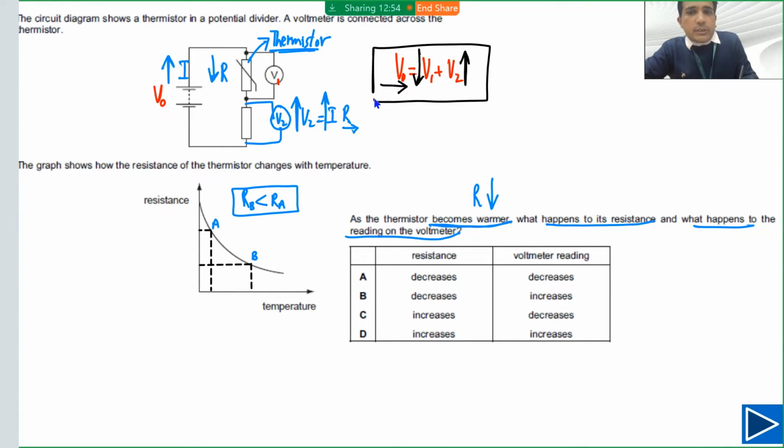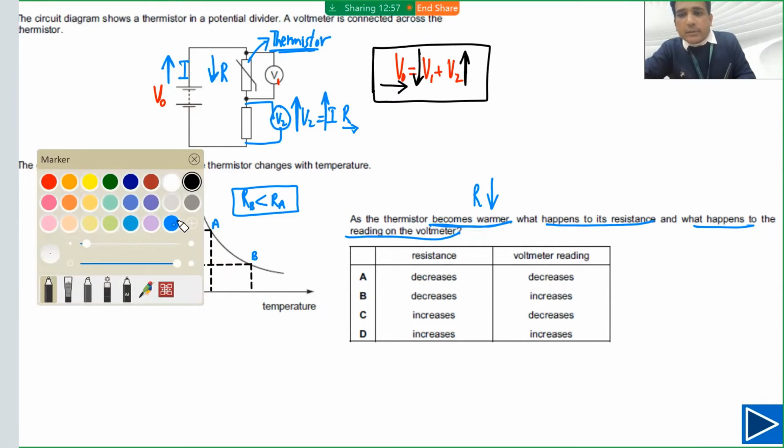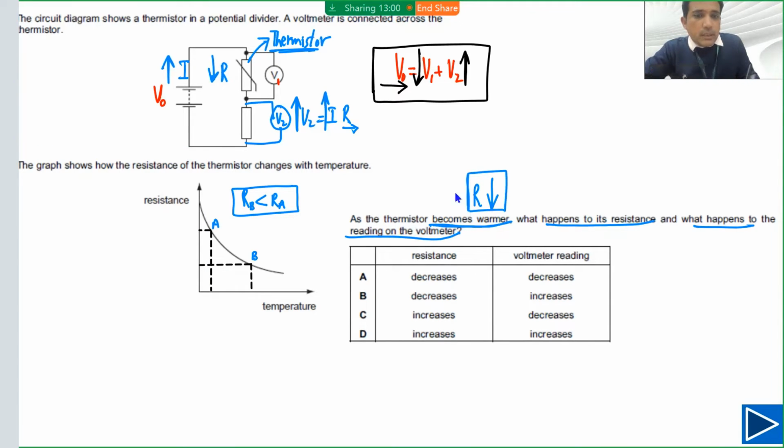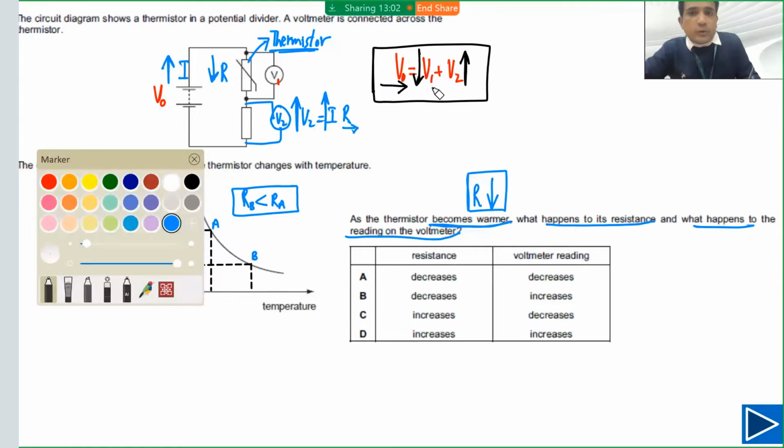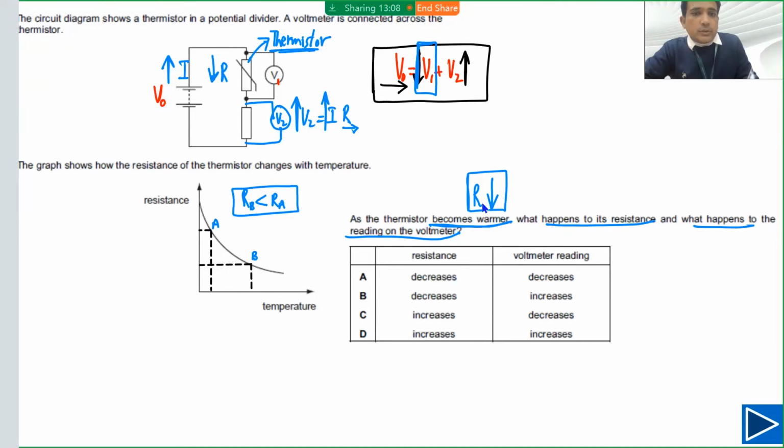So in this case, we have discussed 2 points. One, resistance goes down. Second, the voltmeter reading goes down. So it means resistance decreases, voltmeter reading goes down. So the answer for this question is A. Okay, so this is how you need to answer these problems. The answer for this one is A.